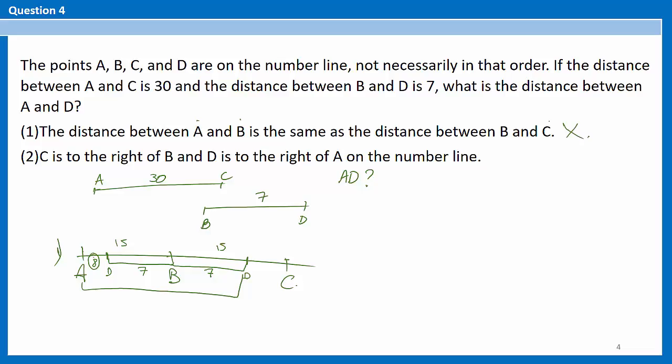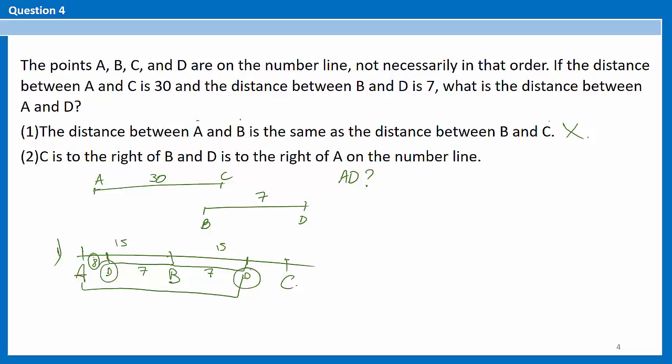Statement 2 says C is to the right of B and D is to the right of A on the number line. Now, looking at the case that I did in statement 1, C is to the right of B, yes, and D is to the right of A in any case, either here or here. So, in the same case that I used in statement 1, I still have two different answer choices.